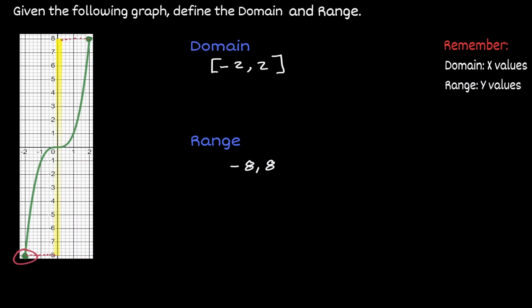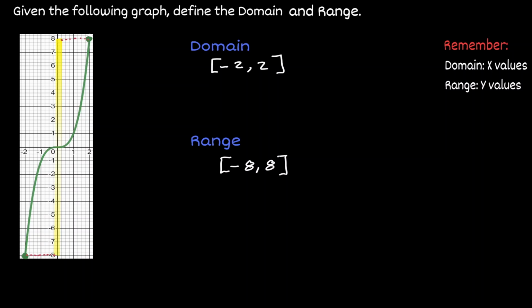And one more time, notice that we have a closed circle. We want to include the value of -8. We have to do a square bracket. And on the right-hand side, we have a closed circle at +8. We want to include that value, so we'll do a square bracket at +8 as well.